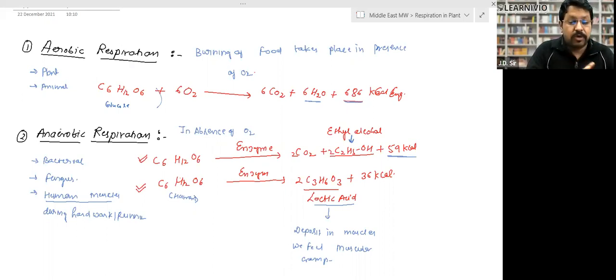So did you note down all these things? Got it? Yes. Aerobic and anaerobic respiration. Okay. One more thing.